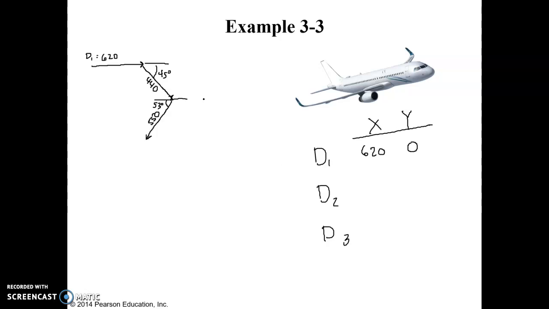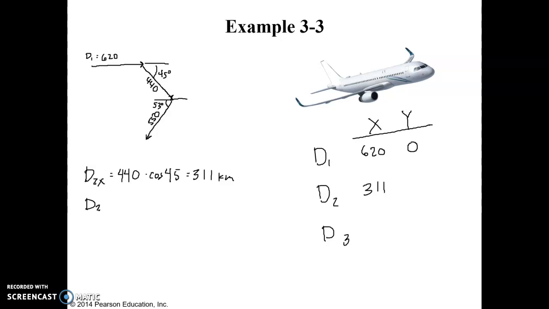Now let's look at D2. D2 is diagonal at a 45-degree angle. So D2x is going to be the magnitude of the diagonal vector, 440, multiplied by cosine of 45. That equals 311 kilometers. So over here in my table, I'll put 311.